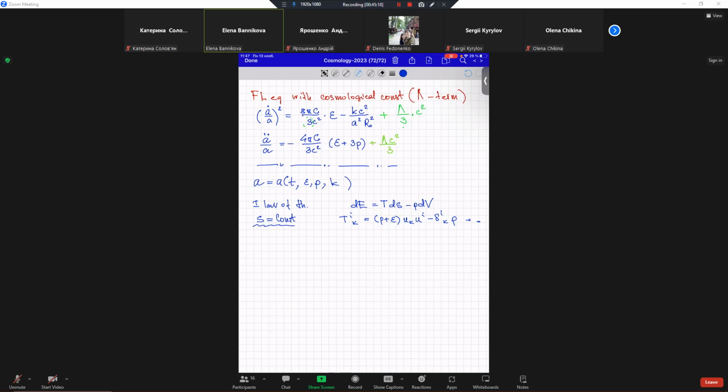If S equals constant, so we have only dE plus P dV equals 0. Okay, from this equation we obtain this one. Or if we divide by dt, as usual, as soon as we put a point, it means the derivative by t: E point plus P V point equals 0.